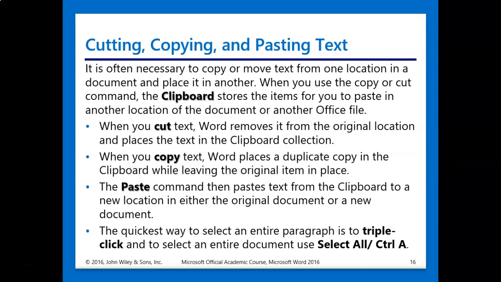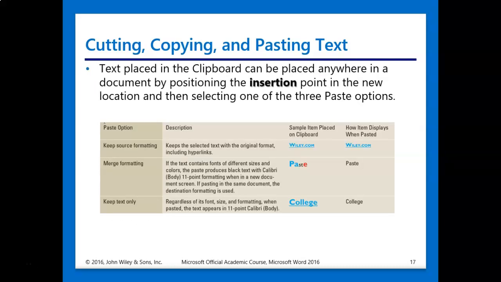The paste command then pastes text from the clipboard to a new location in either the original document or a new document. And the quickest way to select an entire paragraph is to triple click, or if you want to select the entire document, use Select All or Control A. Text placed in the clipboard can be placed anywhere in a document by positioning your insertion point in the new location that you want it to be.